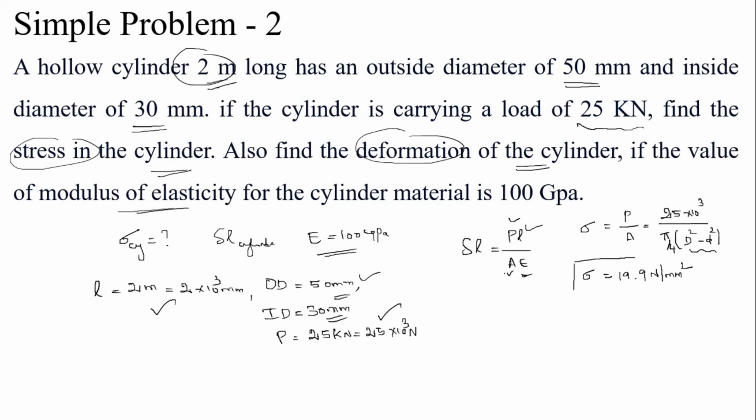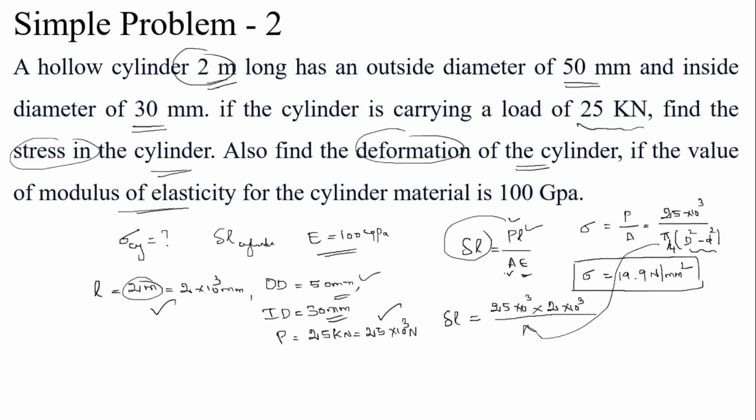So we got sigma, right? Now we have to find del L. So del L is equal to, the value of P is 25 into 10 to the power of 3, into L, which is 2 meter. So 2 into 10 to the power of 3 in order to convert meter into mm, divided by A, which is the area. Substitute this value, and E is equal to 100 gigapascal. We have to convert that into Pascal, right? Clear? Already we discussed in the previous problem how to convert gigapascal into Newton per mm squared, right?